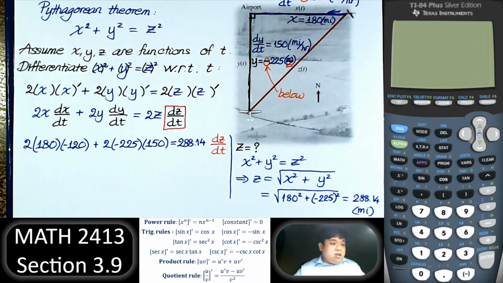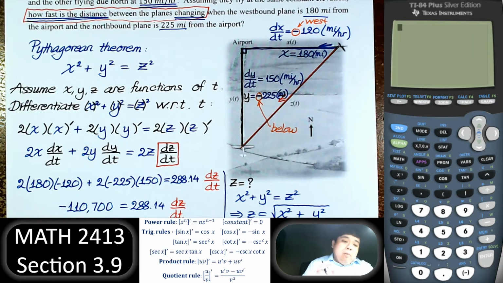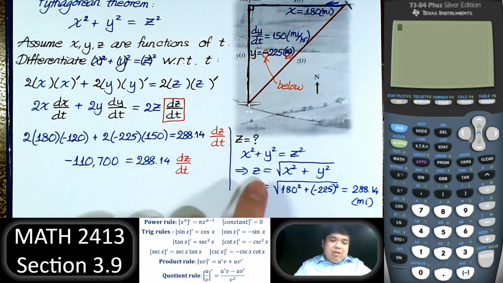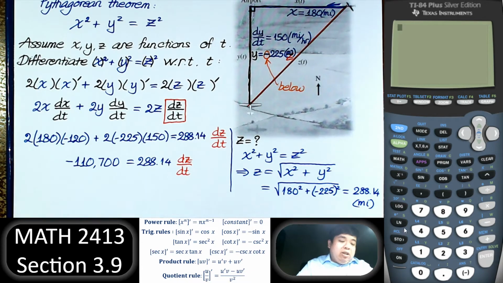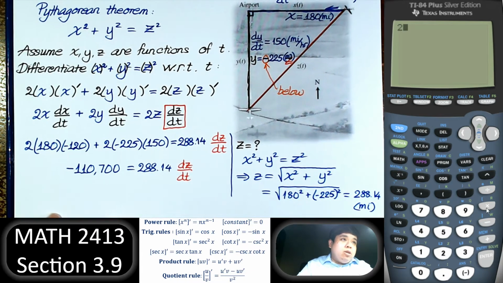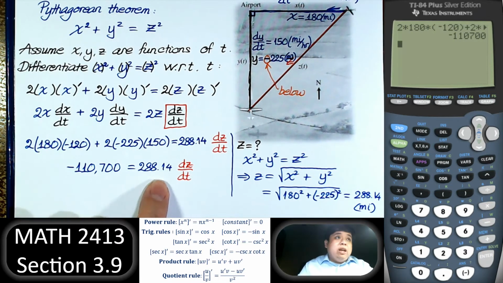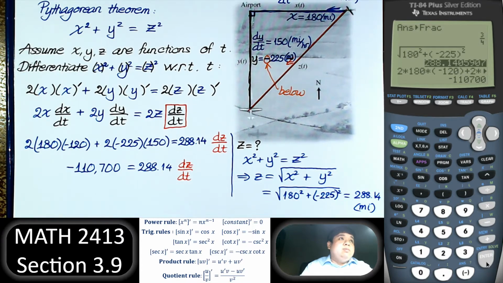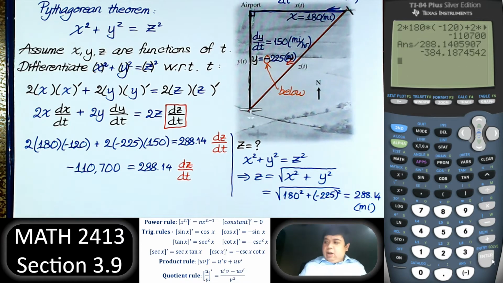Now do all the math on the left hand side. Sorry, my recording program crashed, so there's a cut in the video, but we have z, put that in here, and we're trying to find dz over dt. So for everything on the left hand side, in the calculator, 2 times 180 times negative 120 plus 2 times negative 225 times 150. We have that, and divide by 288.14. We had that number earlier, so we divide, and we have negative 384.